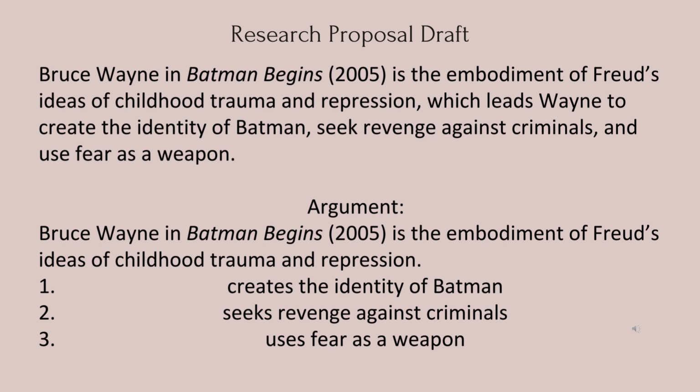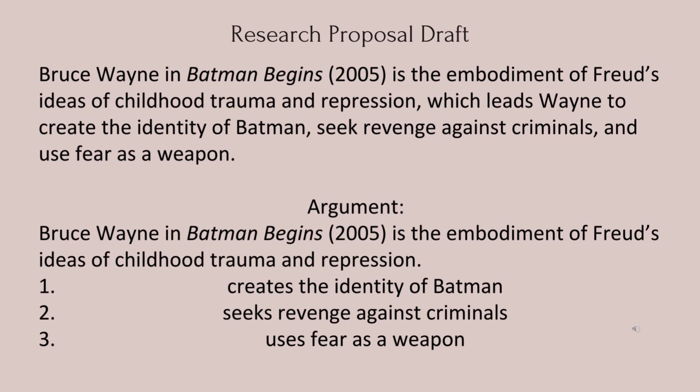So, let's break this down. Here's that thesis statement one more time. Bruce Wayne in Batman Begins is the embodiment of Freud's ideas of childhood trauma and repression, which leads Wayne to create the identity of Batman, seek revenge against criminals, and use fear as a weapon. So that four-part structure is also seen here again. That first part of your argument, the main argument of your whole entire essay, is going to be Bruce Wayne in Batman Begins is the embodiment of Freud's ideas of childhood trauma and repression.